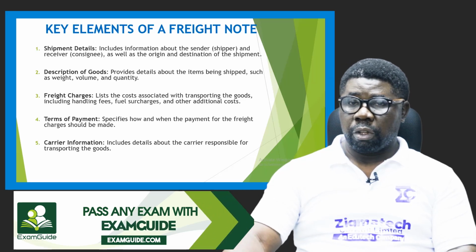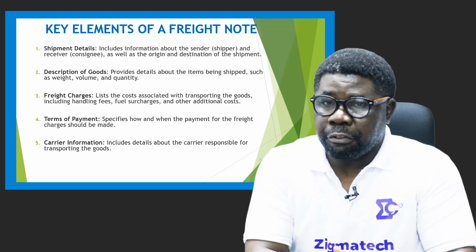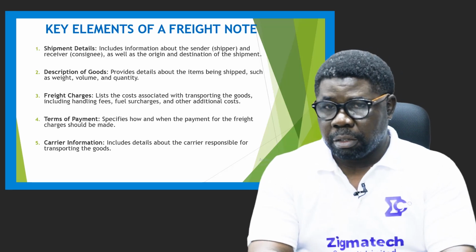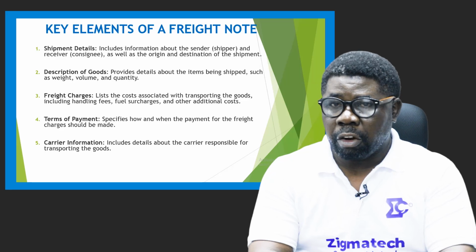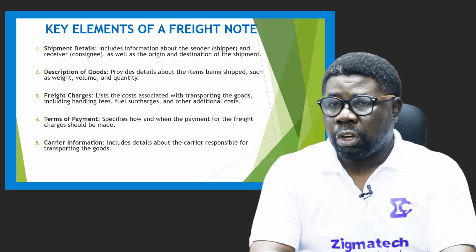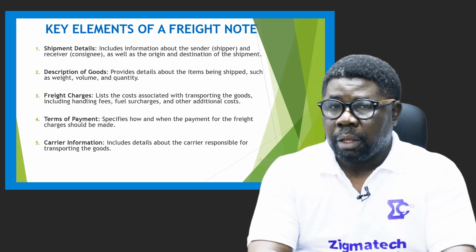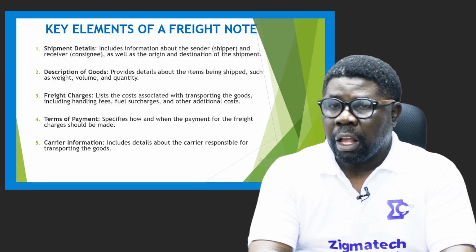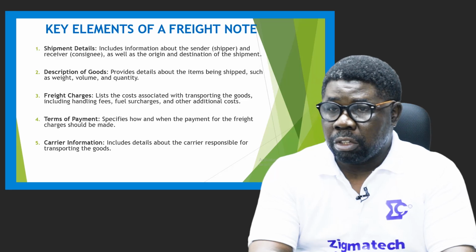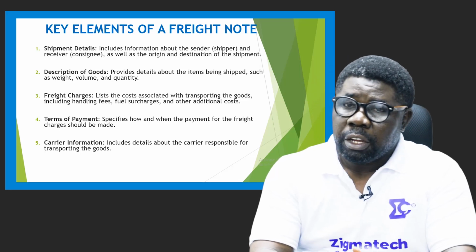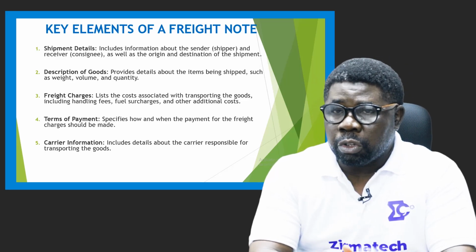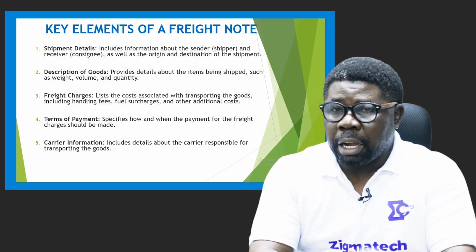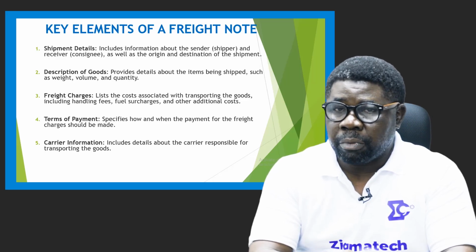That's freight note. The key elements of a freight note involve the following: that the shipment's details are there, all right. It includes information about the sender, that is the shipper, and the receiver, the consignee, the person who is going to receive the goods at the destination, as well as the origin and destination of the shipment. It tells you details of the movement of the goods, who is selling, who is buying, who is receiving, where is it going to, okay?